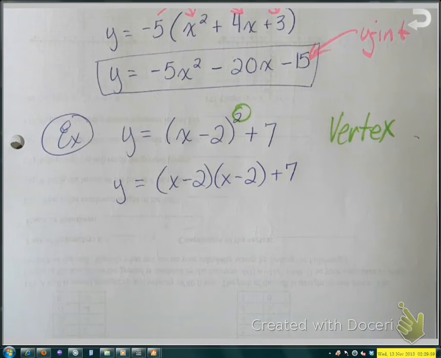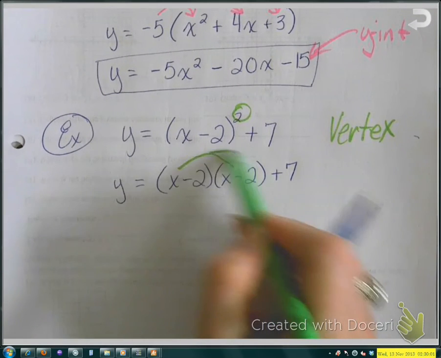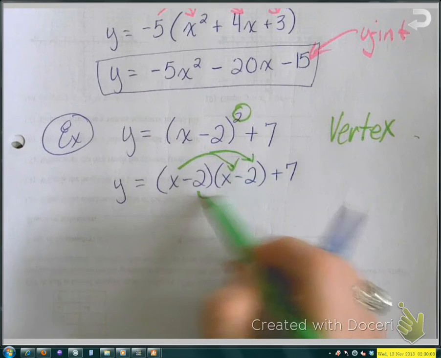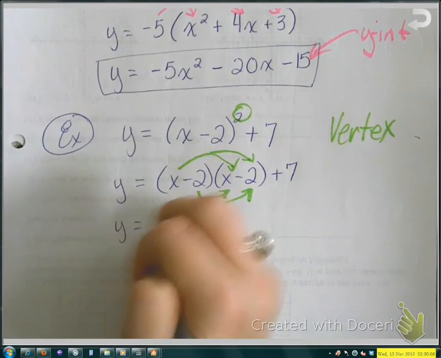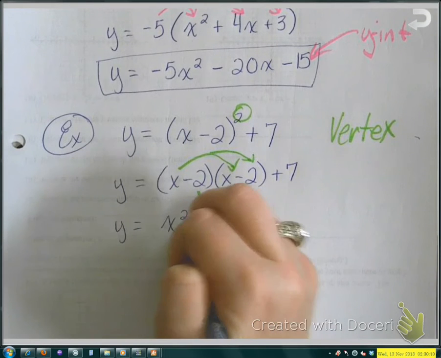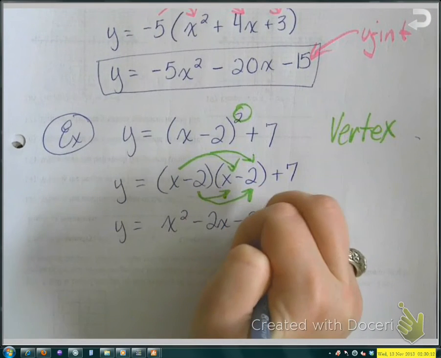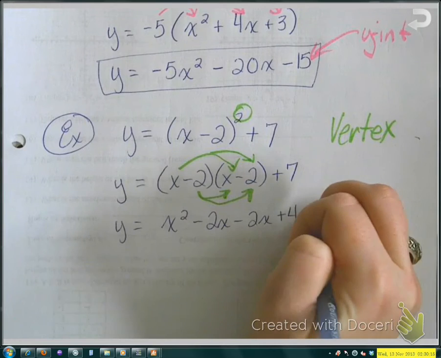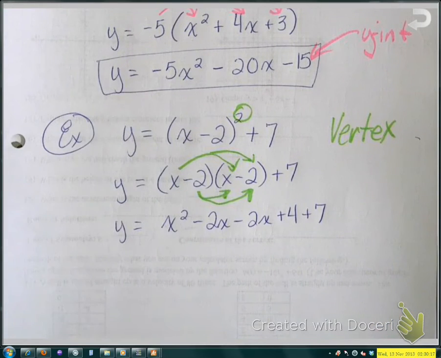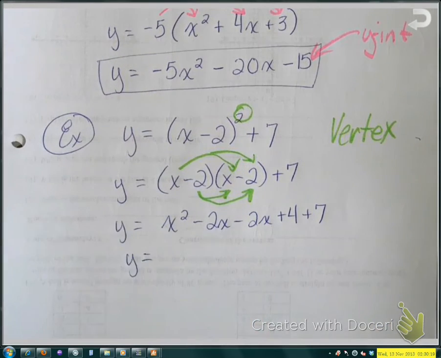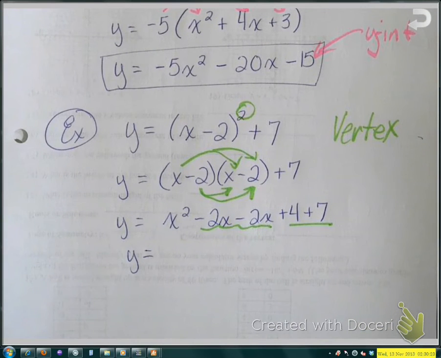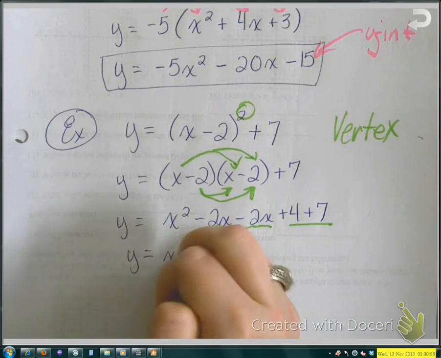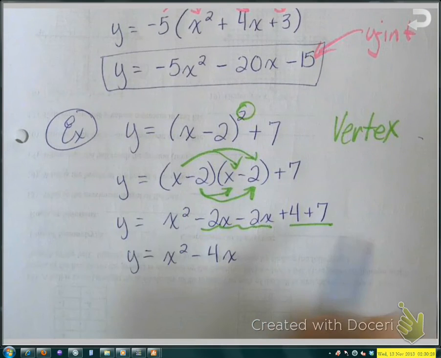Okay? Now we're back to a problem we just similarly had. We can distribute, double distribute, or FOIL our wonderful binomials out. And we're going to end up with x squared minus 2x plus 4 plus 7. In this case, I've got more like terms I can combine. I've got these wonderful middle terms, and I've got the constants at the end. So I get x squared minus 4x, and then 4 plus 7 gives me 11.